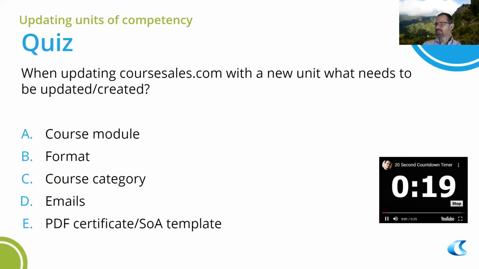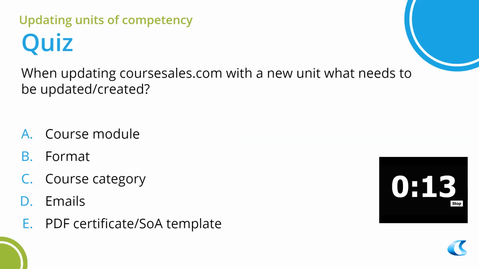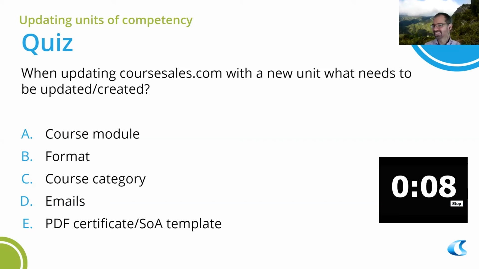When updating a course with a new unit, what needs to be updated or created? Course module. You can have more than one of these too, remember? And course format, and PDF format. Yeah, A, B, and E.